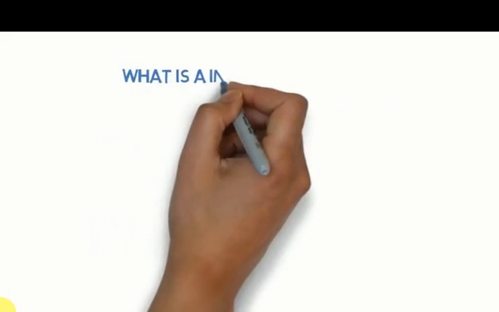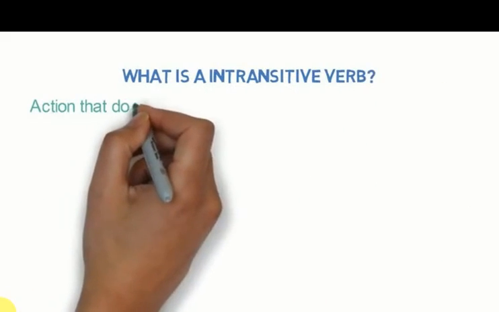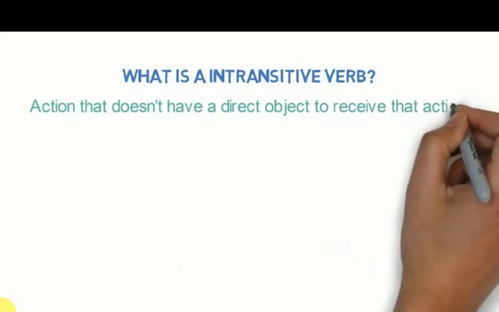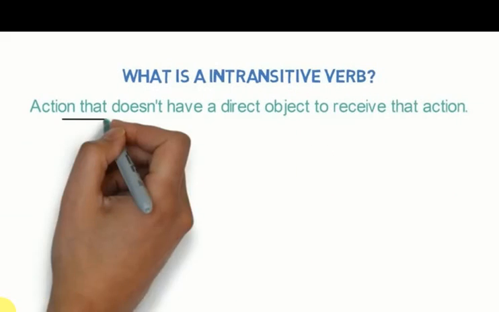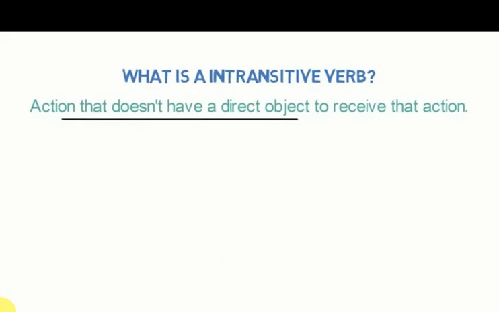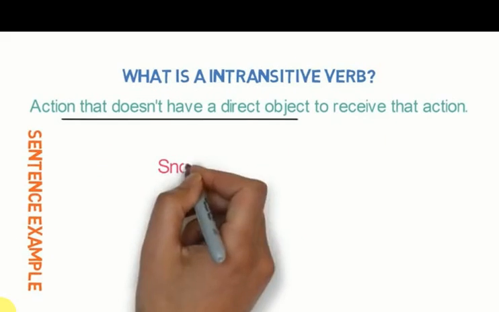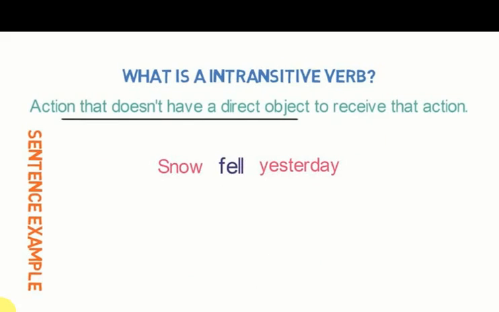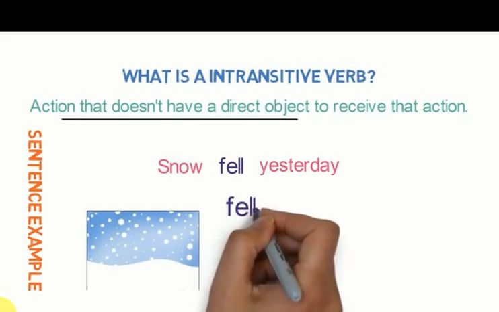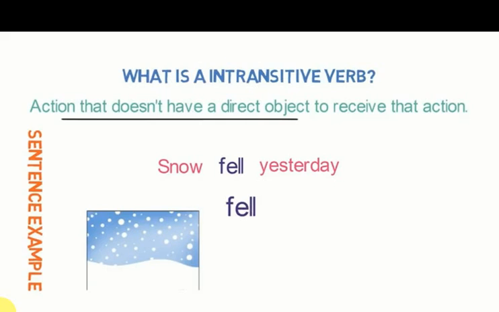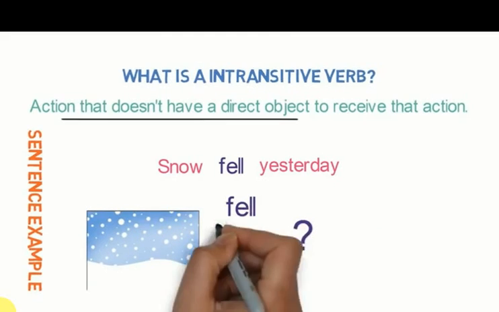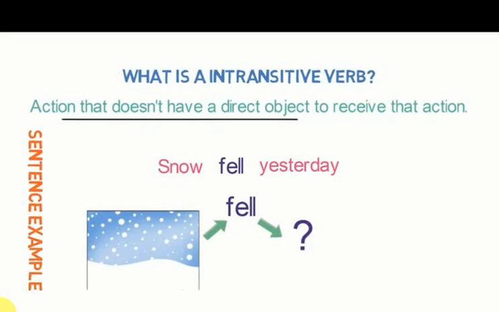So what is an intransitive verb? It is an action that doesn't have a direct object to receive that action. So it is nothing but an action word without a direct object. For example, snow fell yesterday. Here snow is the subject and fell is the action. But we cannot say the snow fell on whom. If we ask the question towards fell, on whom or what did it fall, we don't get a direct object. So it is an intransitive verb. There is no direct object to receive the action.